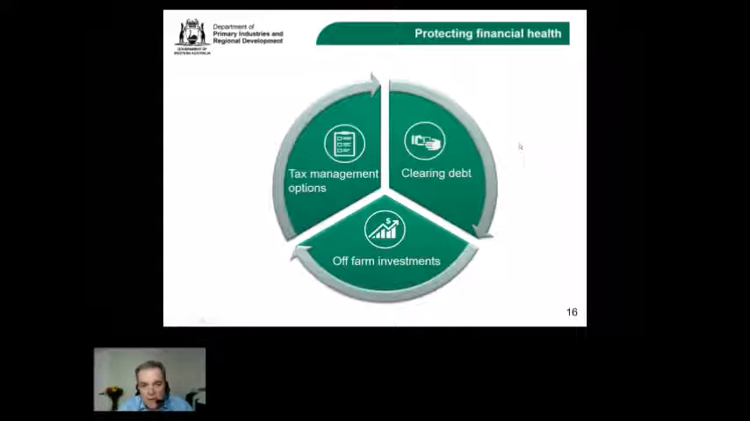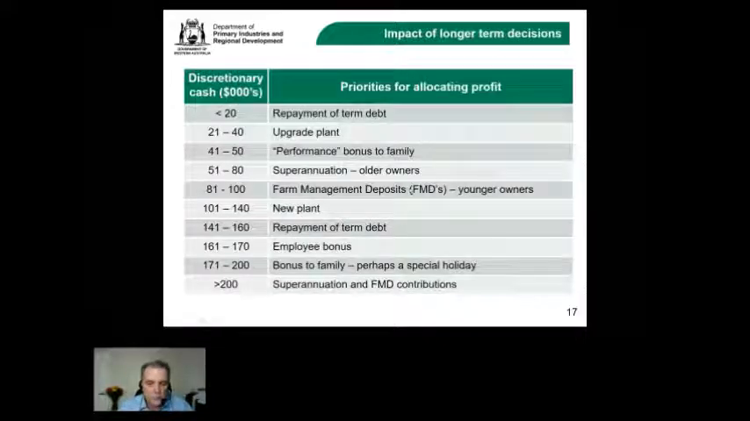And in the end, what you're actually doing is trying to decide what to do with that discretionary income, hopefully that you have, at the bottom of your profit and loss. Once you take out your drawings, you've paid all your interest, and you've paid all the variable costs and all the overheads, that bit at the bottom, what am I doing with that? And here's how one farmer has actually addressed that. They've come up with a range of different options to spend that discretionary cash.